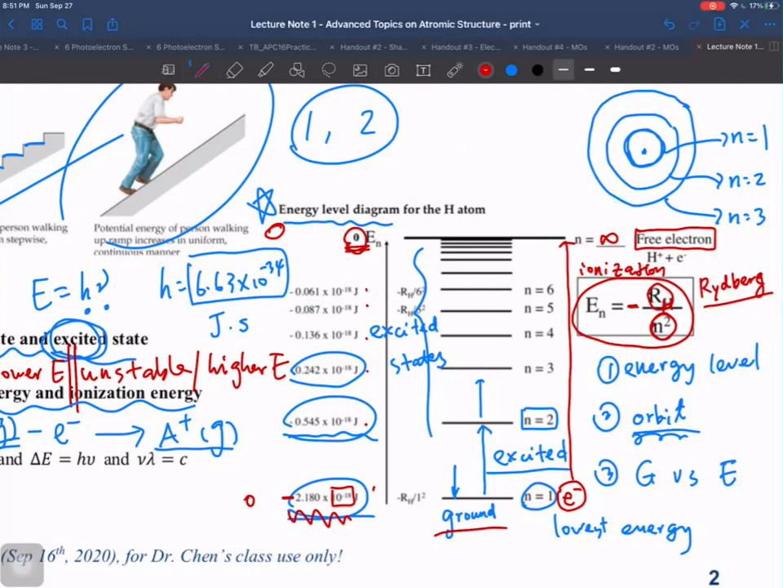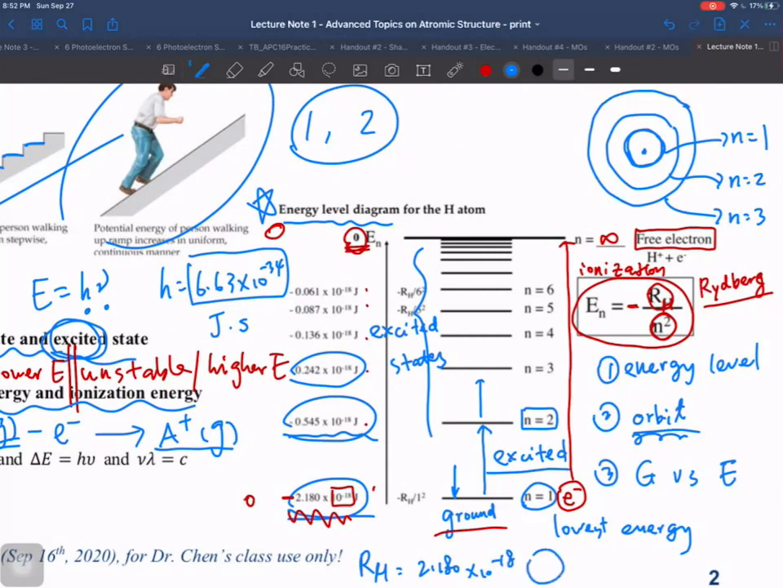Okay, I'll give you a few seconds to think: can we use this equation to match the values on the left side, on the y-axis? I think you can even calculate what the value of RH is, right? Yeah, I saw a lot of you nodding your heads, which is good. So I think we can calculate that RH should be 2.180 times 10 to the negative 18.